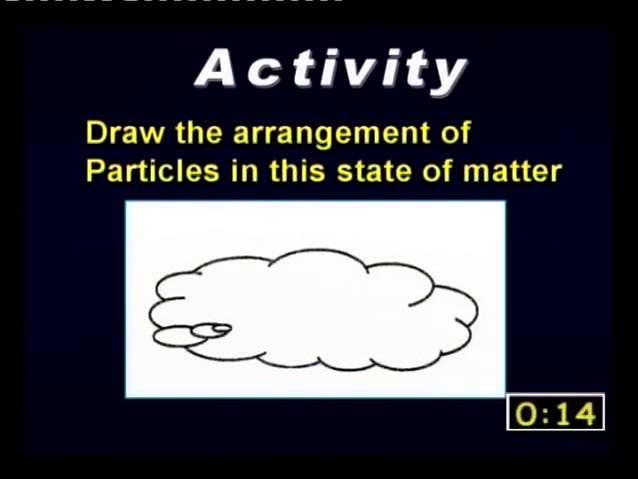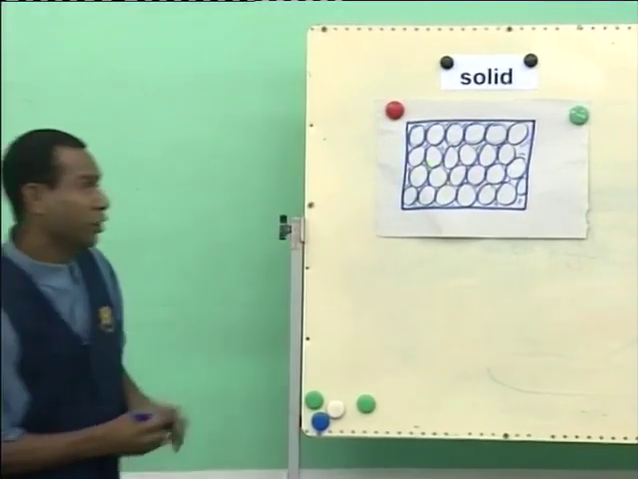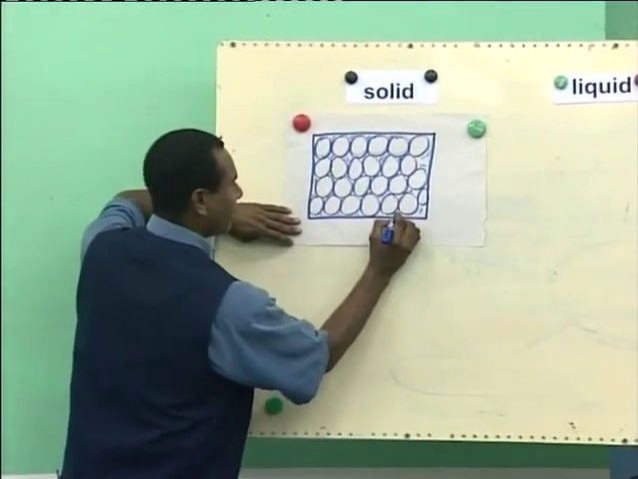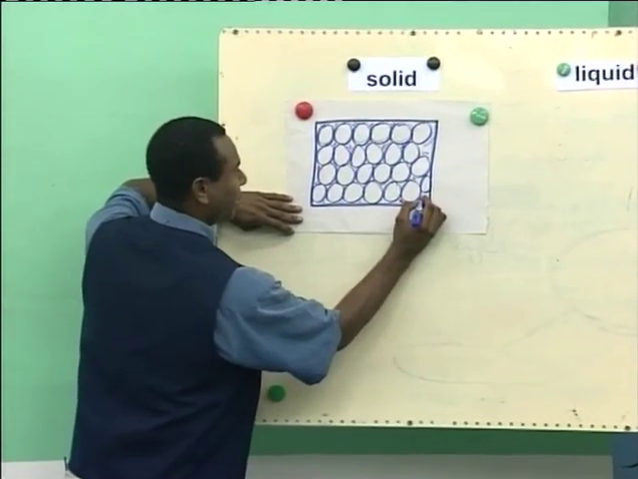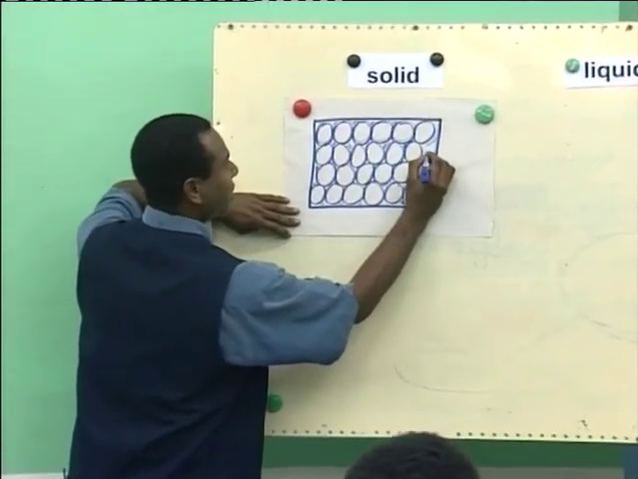Now let's see if you have drawn something like this for your drawing. The first picture was about the particles of a solid. So your picture of particles should be something like this. Now it is important for you to put some kind of strokes to show that they are vibrating. Very good.